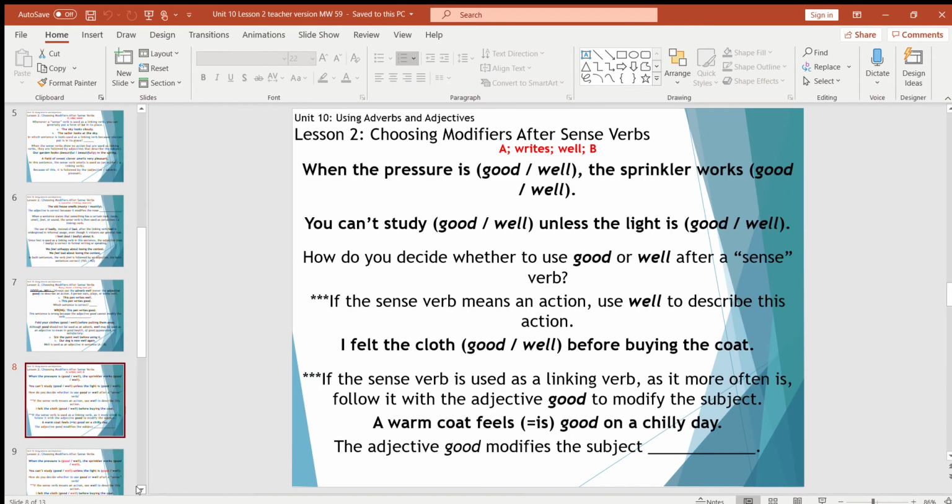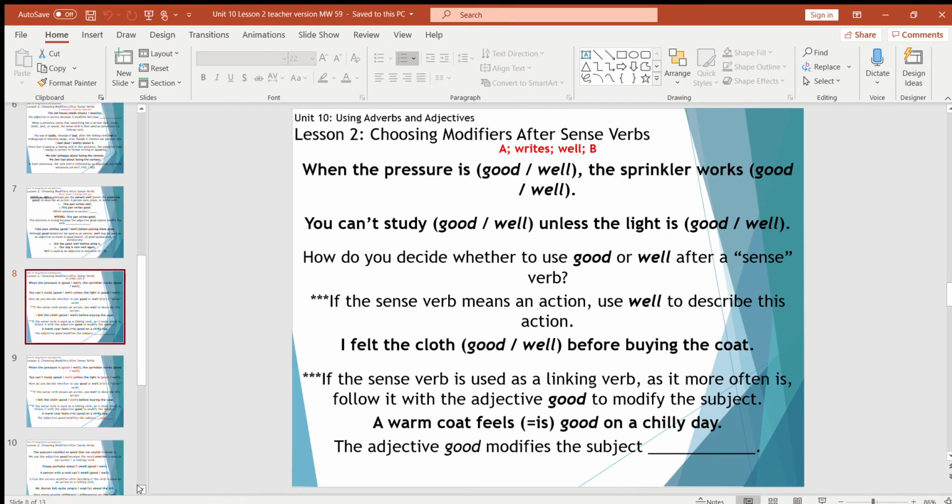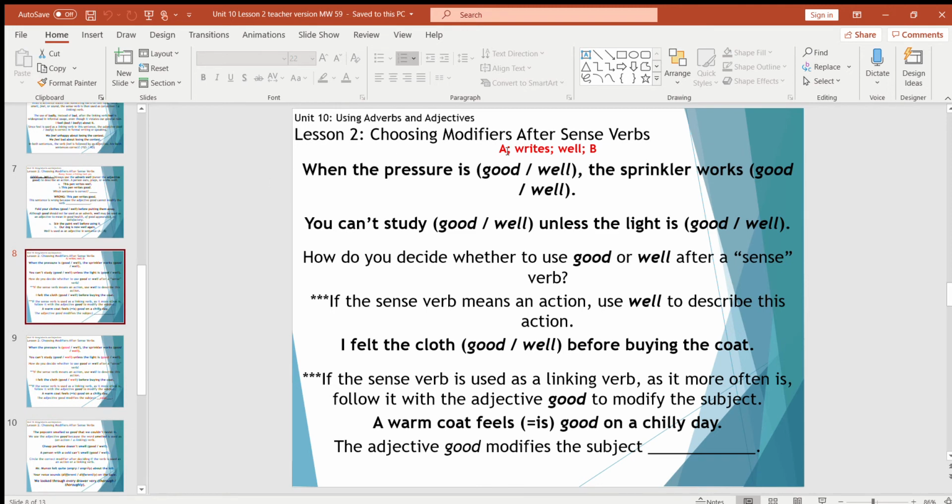So when the pressure is good or well, the sprinkler works good or well. Alright, so the pressure is something, right? We're describing pressure, which is a noun, so we've got to go with the adjective good. When the pressure is good, the sprinkler works. It works how? It does things well.